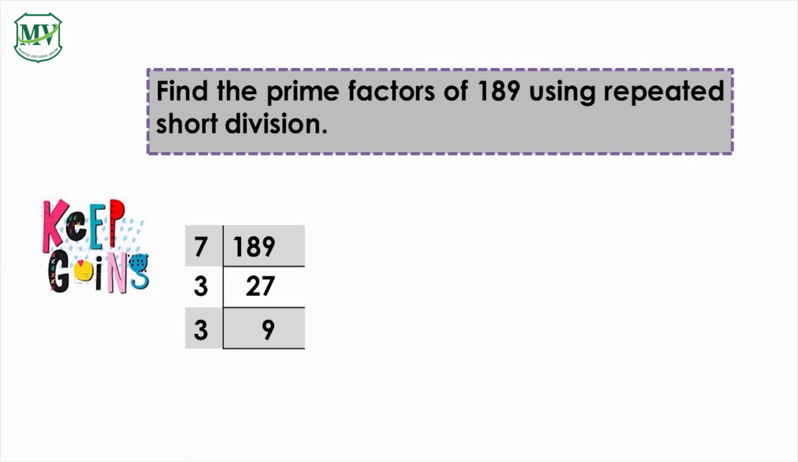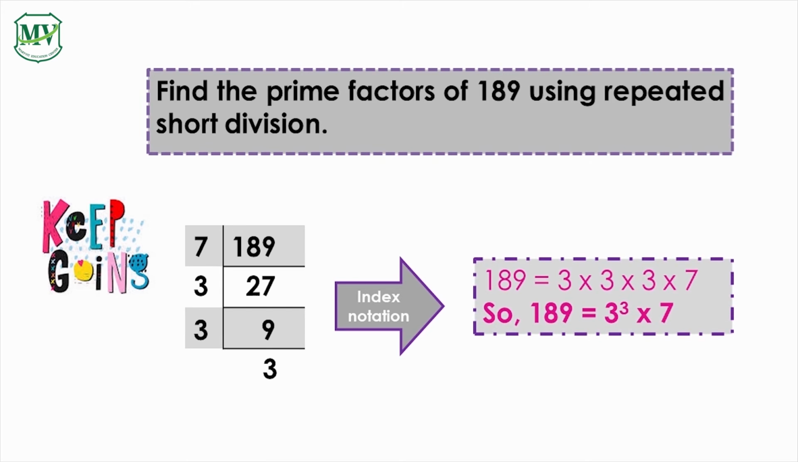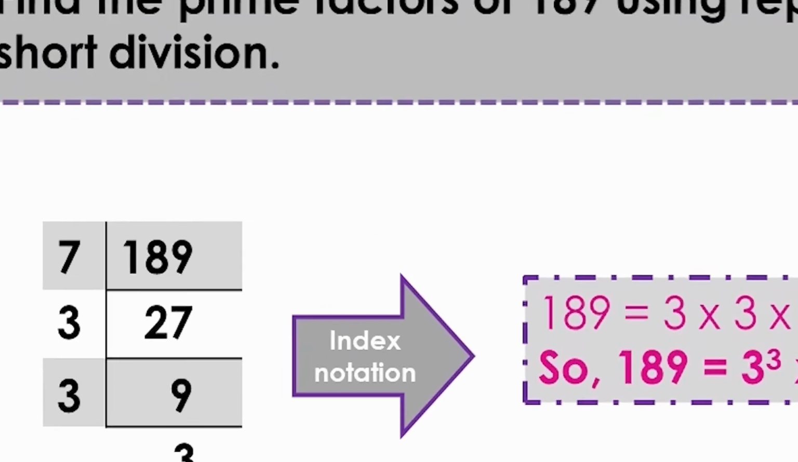9 can be divided by 3. What is 9 divided by 3? That's fast! 9 divided by 3 is 3. Is 3 a prime number? 3 is a prime number. So, the prime factors of 189 are 3 times 3 times 3 times 7, or it can be represented by the index notation 3 to the power of 3 times 7.